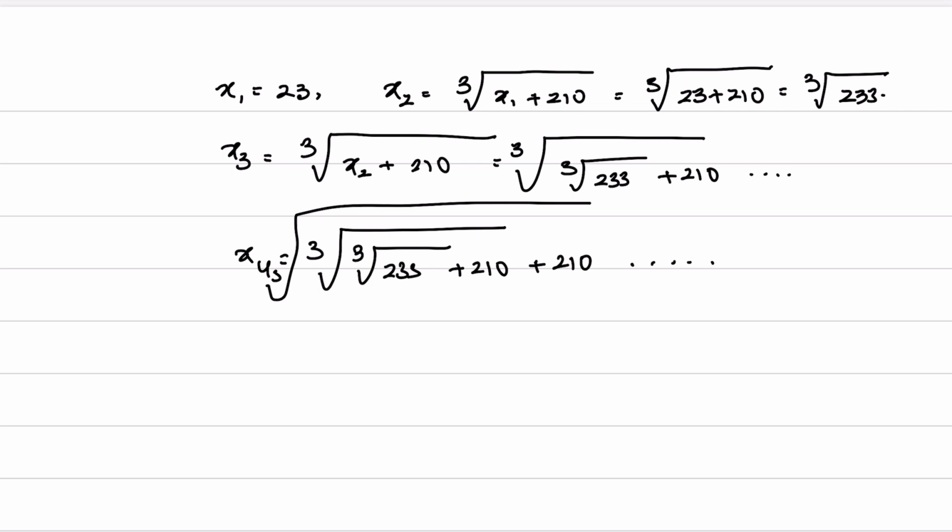Now, similarly, if we go to n plus 1, that is equal to the cube root of xn plus 210. That's what is given. x4 is known, x5 is known, up to infinity. Now, at infinity, we can safely assume that x(n+1) is equal to xn.